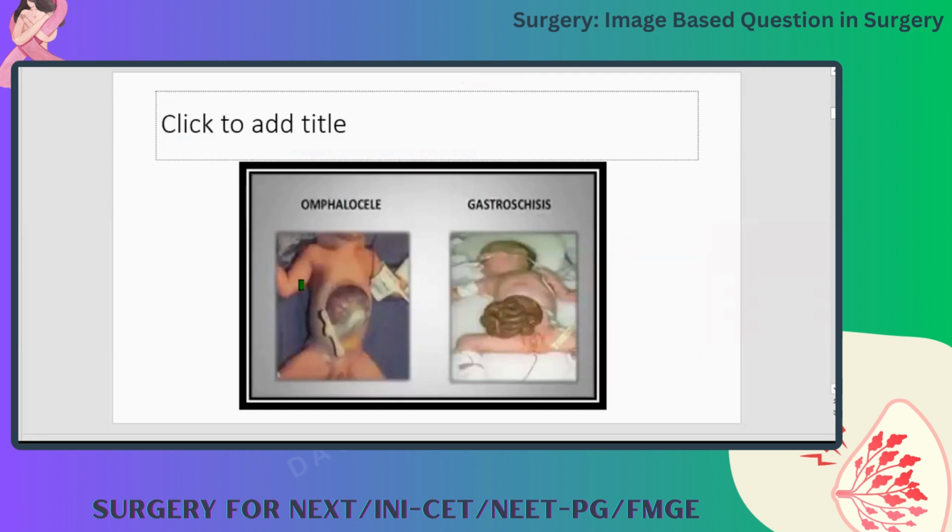If it is with an incision, it could be incisional hernia also. Obviously if there is an incision, or in the question they will mention that a patient underwent cesarean section at the age of 25. Now she came with swelling over the incision site, which is reducible. It is obviously incisional hernia. So in these images see omphalocele and gastroschisis.